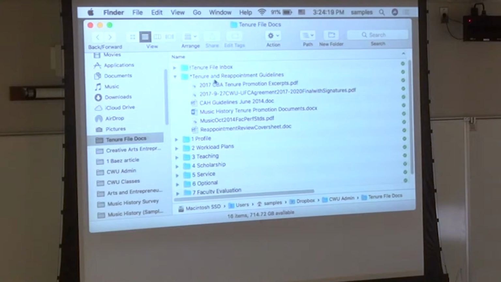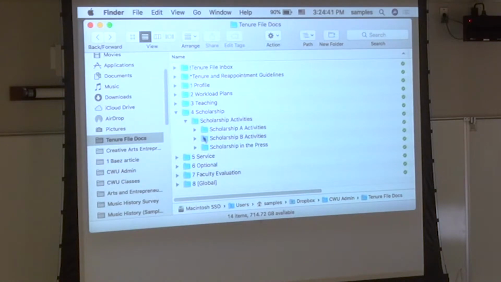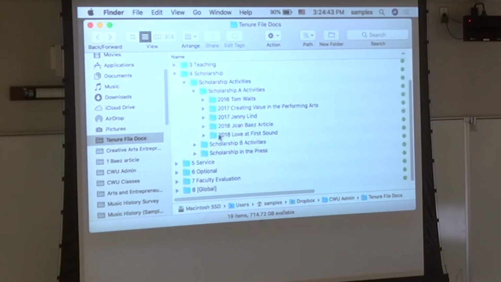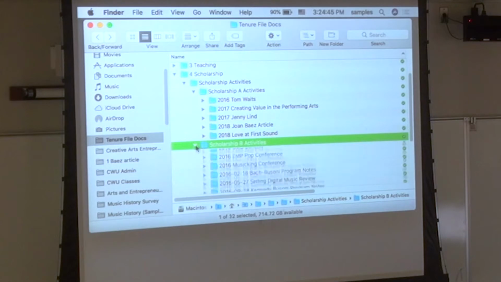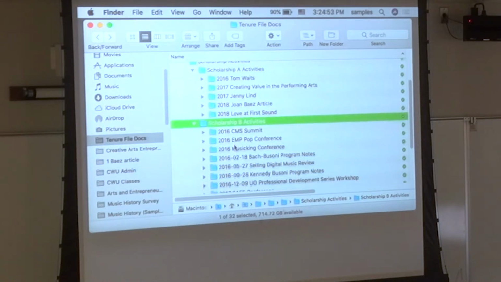And then I have all the documents here, okay? I have the excerpts of the CBA that are relevant to me to evaluation. I have the guidelines and I have everything there. And then, for instance, teaching, I have the SEOIs, courses taught, other instructional activities. Scholarship, I have AB and other activities. So basically by folder, if I'm missing anything, I know where it is, right? Any documentation, I know exactly where it is, okay?